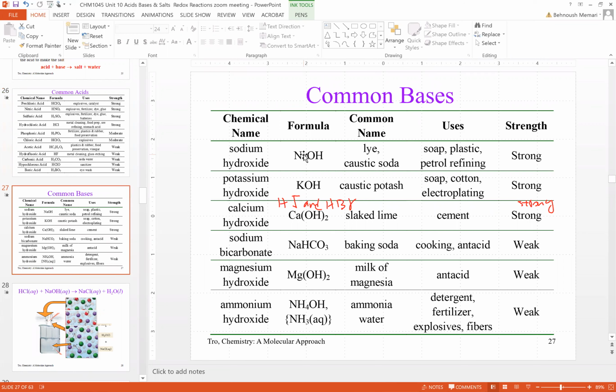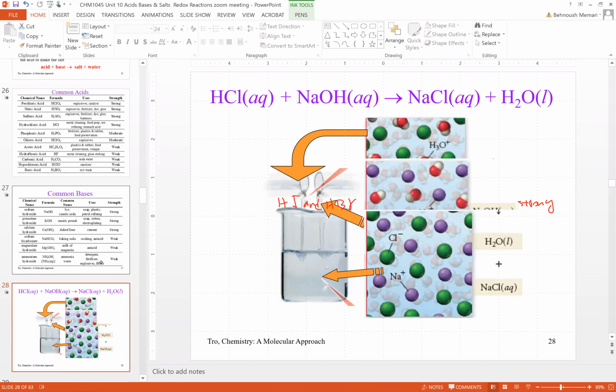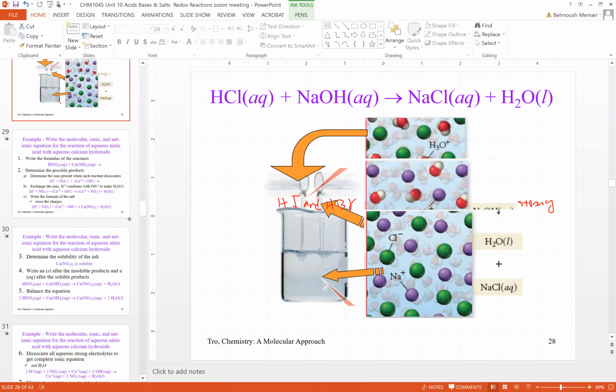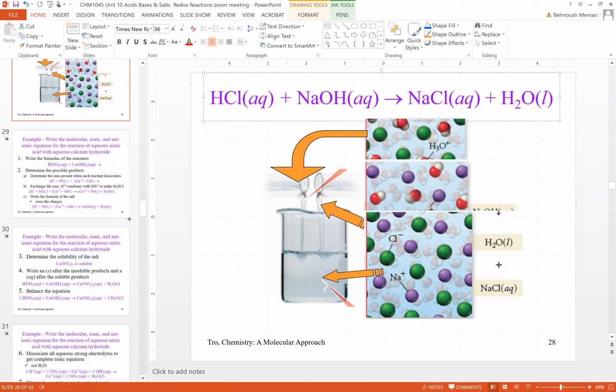Metals of group 1A and 2A hydroxides are strong bases. Then you do have ammonia, ammonium hydroxide, or organic bases that contain nitrogen, like aniline. They are weak bases. In an acid-base reaction, water would form plus the salt, as we said.